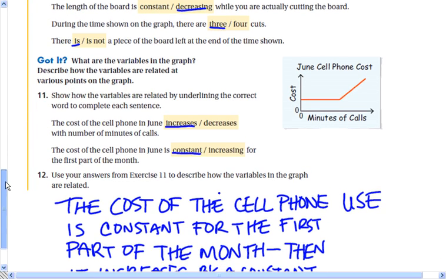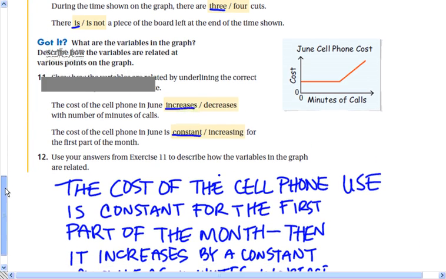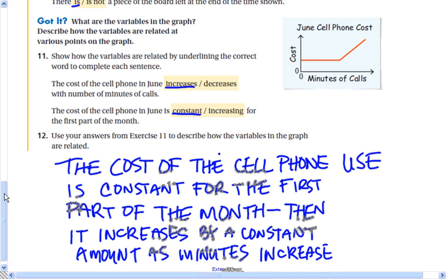And looking at the June cell phone cost, the cost stays constant for the first, looks like about half the month, and then at the end of the month, the cost increases by a constant amount as the minutes increase.